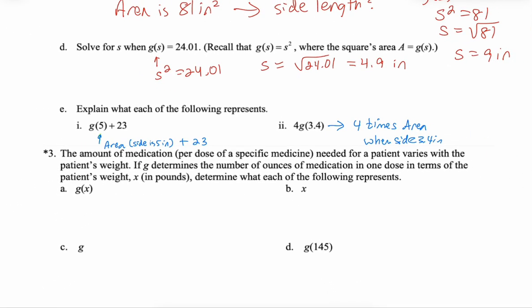Okay. Now let's take a look at number 3. It says the amount of medication per dose of a specific medicine needed for a patient varies with the patient's weight. If G determines the number of ounces of medication in one dose in terms of the patient's weight, X in pounds, determine what each of the following represents. So over to the side, let's write down what they told us. They said G is the ounces of medication, and they said X is the weight of the patient in pounds.